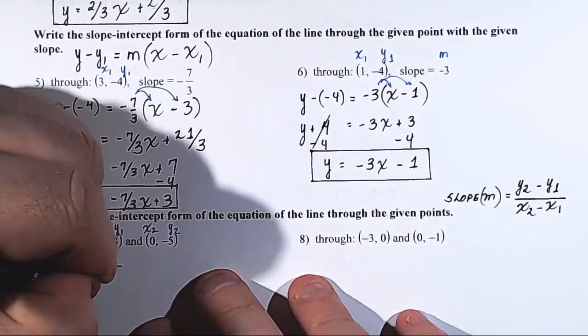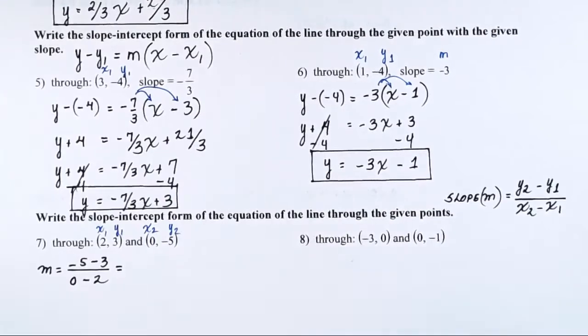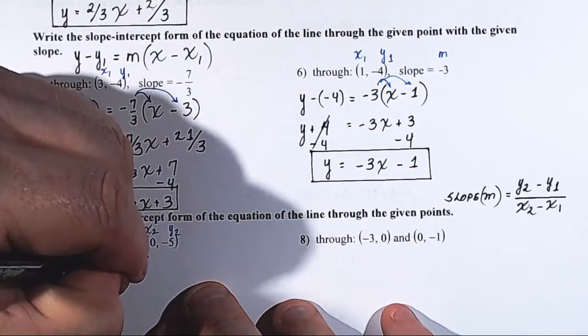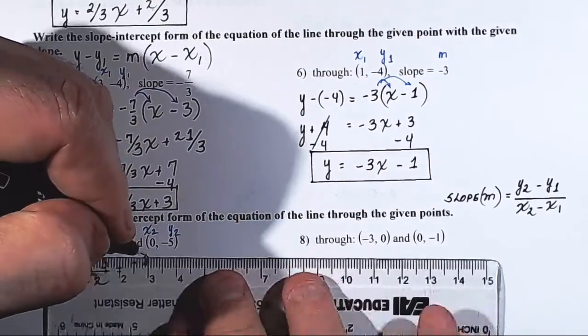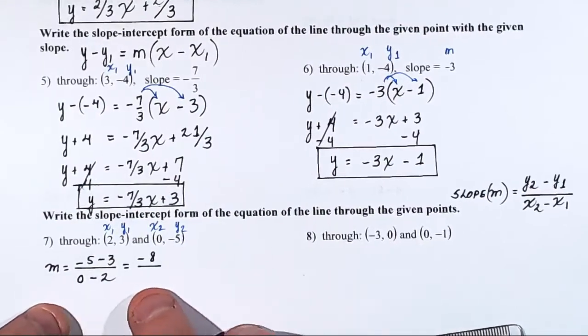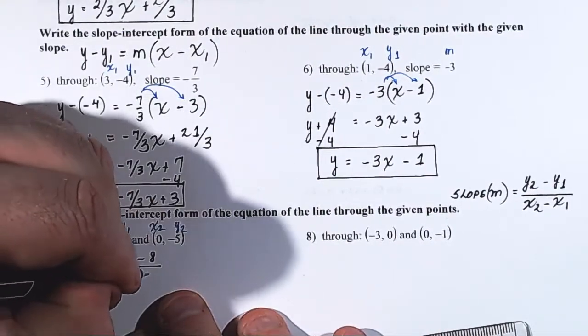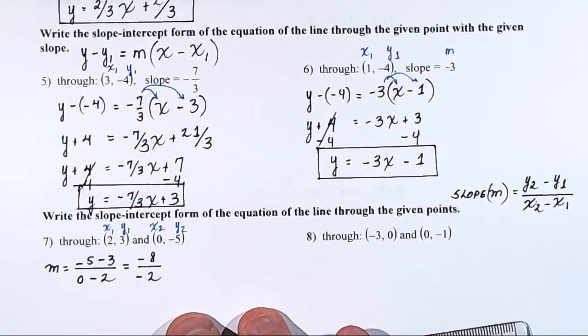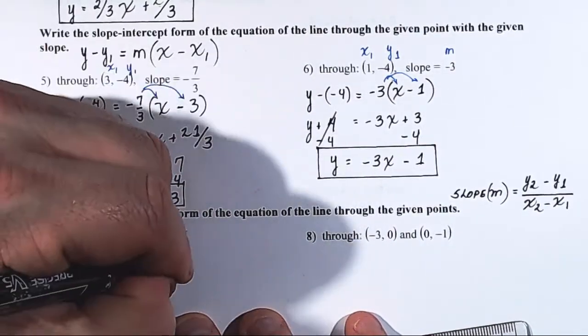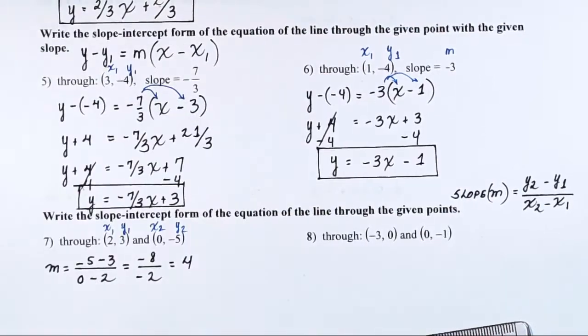And we'll extend this equal sign right here and keep going. Negative 5 minus 3 is negative 8. And fraction bar. 0 minus 2 is negative 2. So now I have negative 8 over negative 2, and that is equal to positive 4. So the slope is 4.